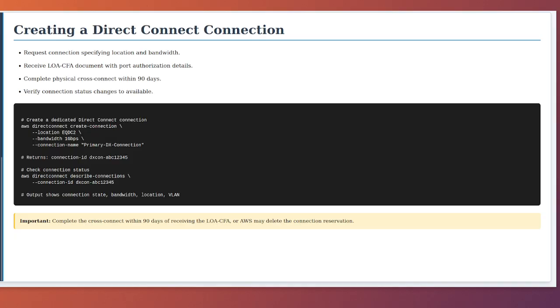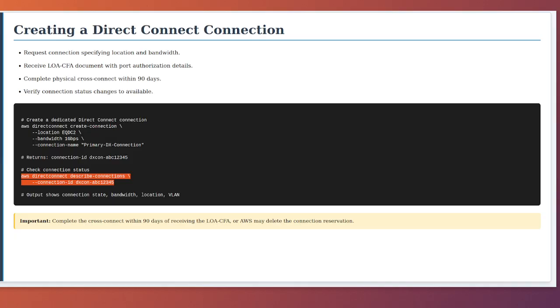required. Once the cross-connect is complete and both sides of the connection have their equipment properly configured, the connection status will change to available. You can verify this using the Describe Connections command shown in the code block. This command queries AWS for the current status of your Direct Connect connections and returns details including the connection state, bandwidth, location, and VLAN assignments.